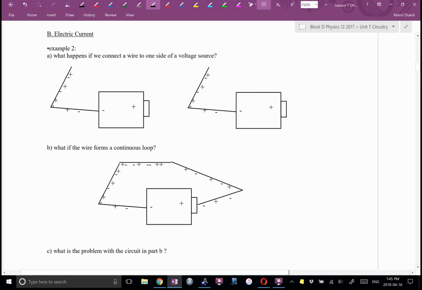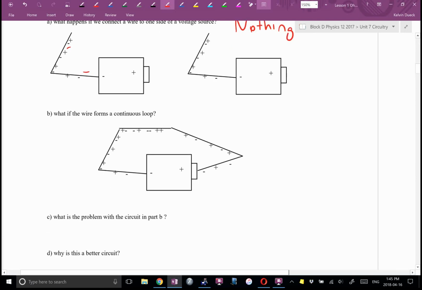I mean, like charges repel, and so there might be a couple of extra negatives that move down, but very quickly you've got enough negatives here that they're repelling each other this way, and you get an equilibrium point. Really, the short answer here is, what happens? Nothing. However, if the wire forms a continuous loop, now you're going to have electrons flowing.